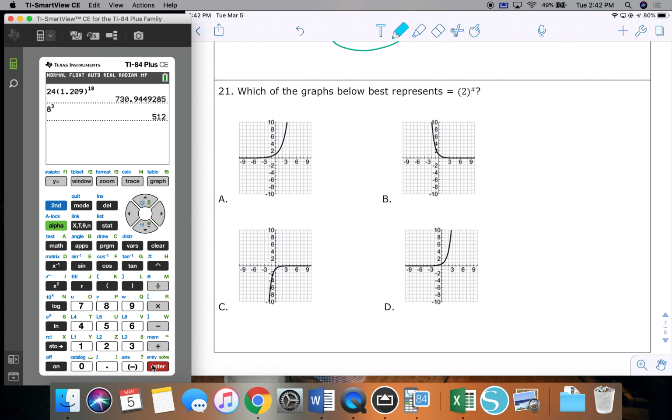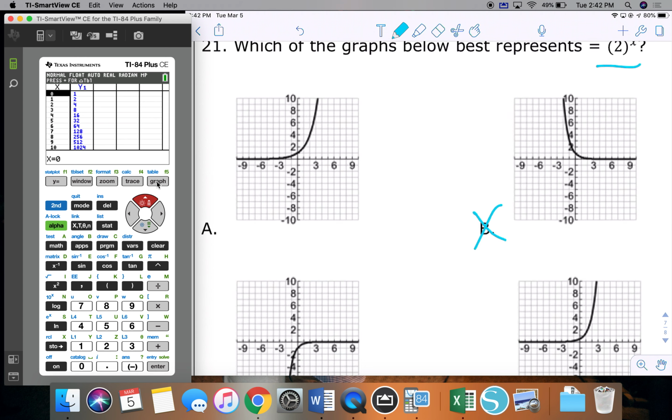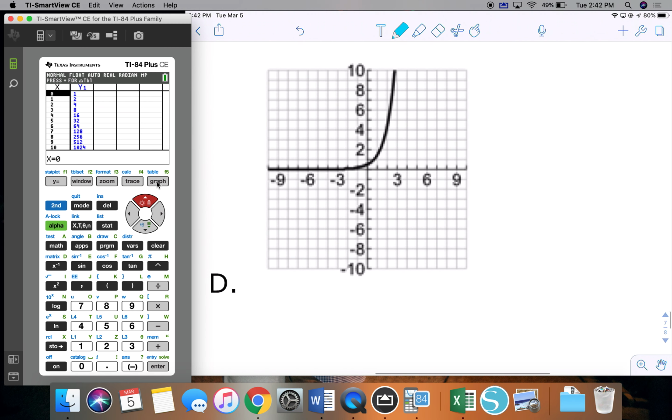And then 21, which of these best represents this equation? So first thing I can do is plug it into y equals, so 2 raised to the x. Look at my graph, see if anything is blatantly obvious. B and C are blatantly not matching that, but A and D look really close. So I'm going to write down some points from my table and check some points to match. So (0, 1), (1, 2), (2, 4), (3, 8). If I look at A, (0, 1), (1, 2), (2, 4), (3, 8), all of those seem to hit.